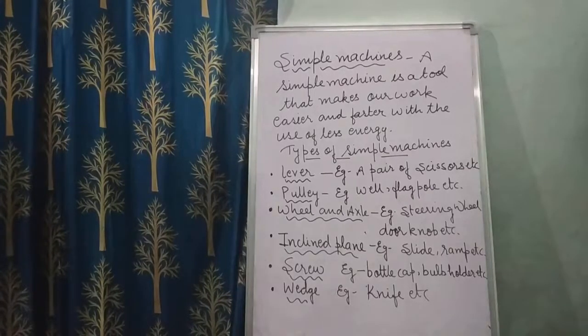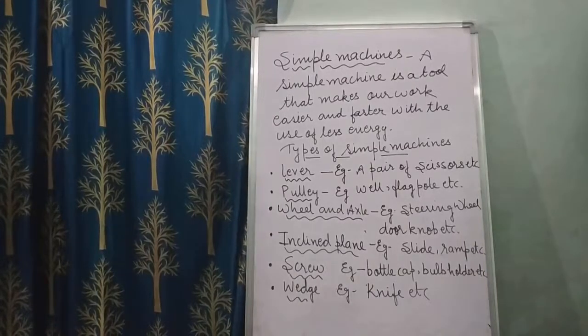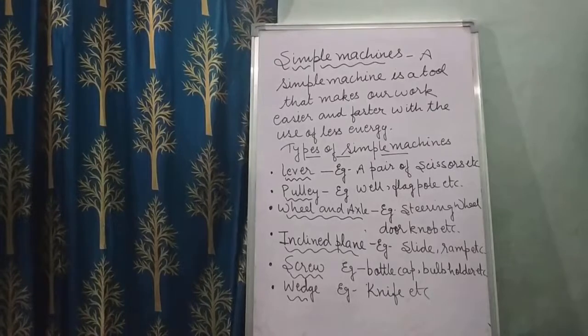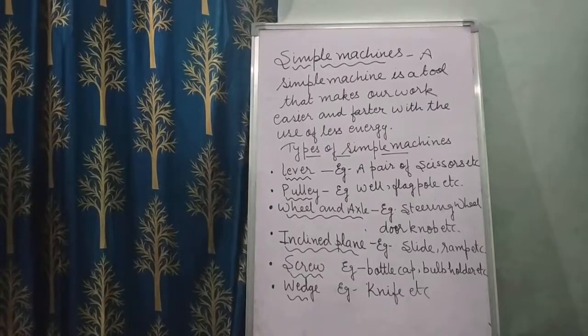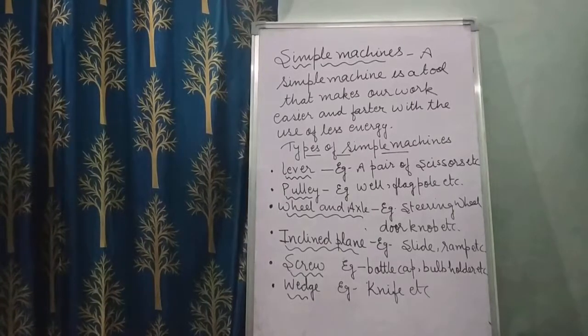What does this axle do? The axle moves the wheel, so moving heavy objects becomes easier. That becomes very easy with the help of a wheel and axle. What are the examples of the wheel and axle? The steering wheel, a doorknob, etc.